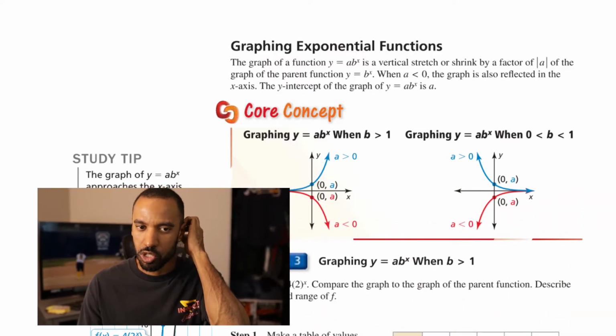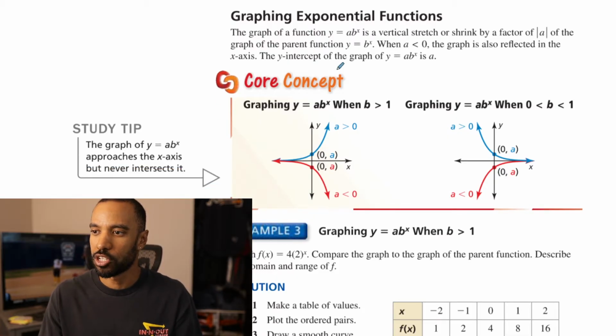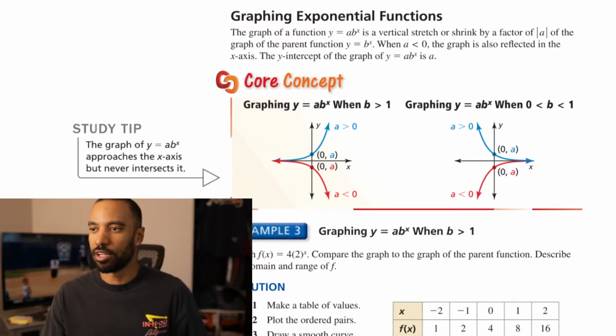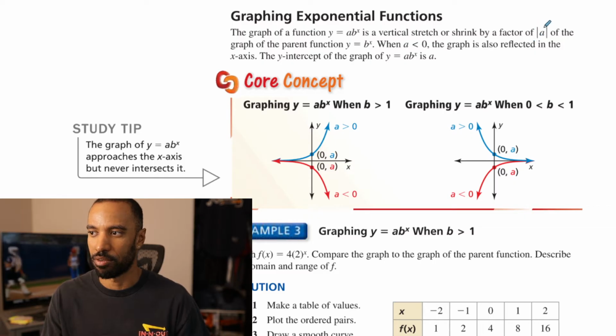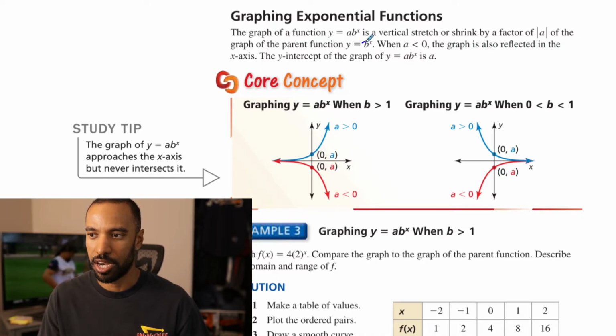Graphing exponential functions. Speaking of which, we're going to jump straight into it right now, okay? The graph of a function y equals ab to the x is a vertical stretch or shrink by a factor of the absolute value of a of the graph of the parent function y equals b to the x. Okay, so a parent function, normally they'd put a number here if I put like the number 2, for example. If there is some sort of number right here, this is the one that's being raised to the power.